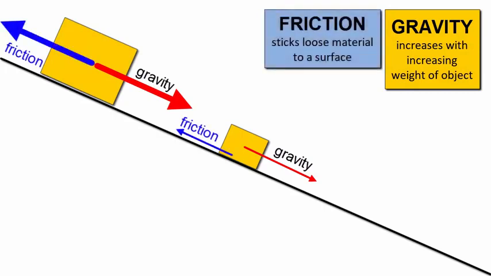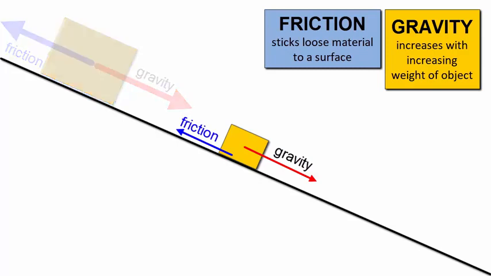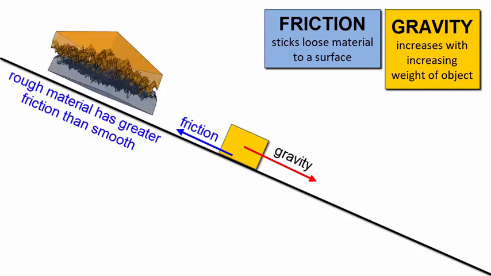Friction is the force that sticks loose material to a surface and needs to be overcome by the force of gravity before objects can move. Friction depends on the materials involved and the angle of the slope. Rough material has more frictional stickiness, smooth material less so.